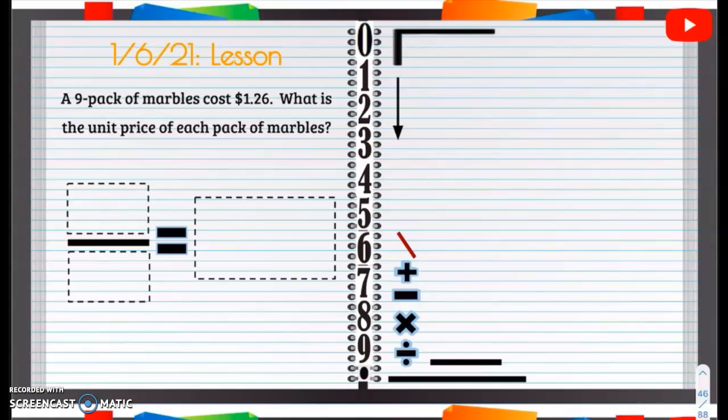January 6th, 2021 lesson. A 9-pack of marbles costs $1.26. What is the unit price of each pack of marbles? So a 9-pack of marbles costs $1.26. What's that unit price of each? Unit price of each. So a 9-pack of marbles costs $1.26.